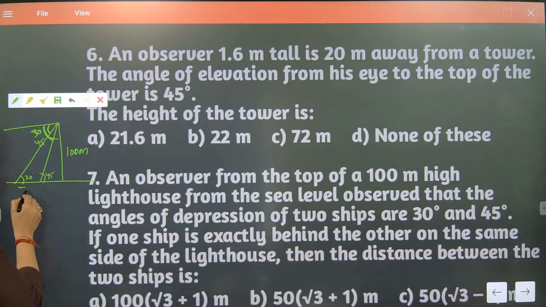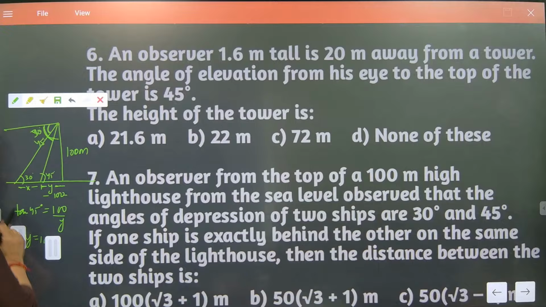The distance between the two ships is taken as x. We don't know this one, so we take it as y. So tan 45 degree is equal to 100 by y. First we will get this distance y. So y is equal to 100. So this part is coming as 100.